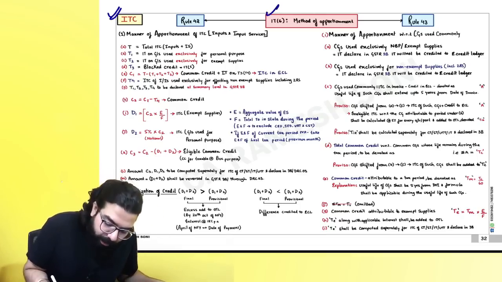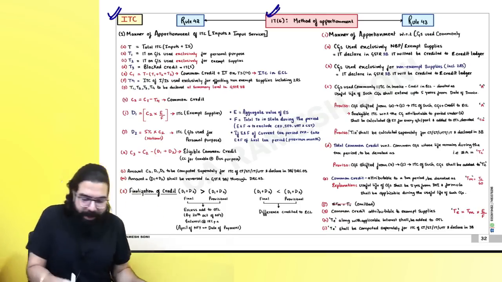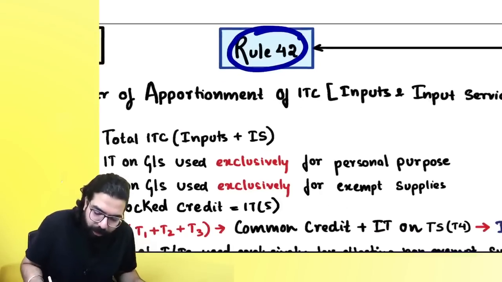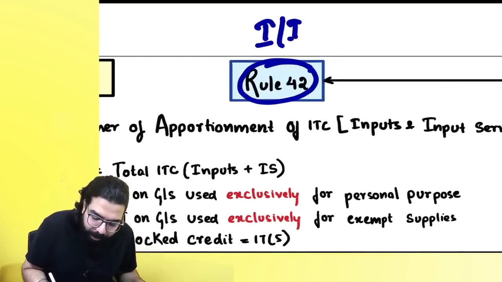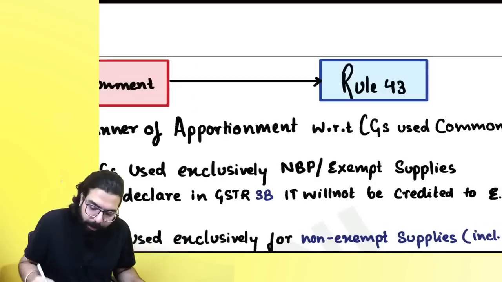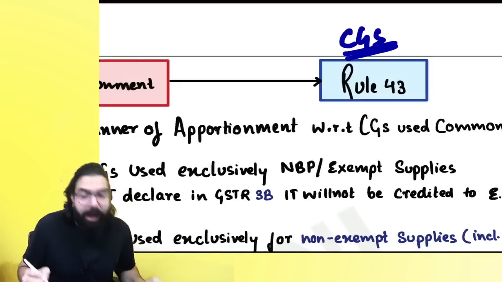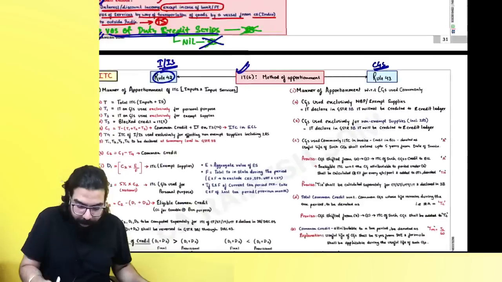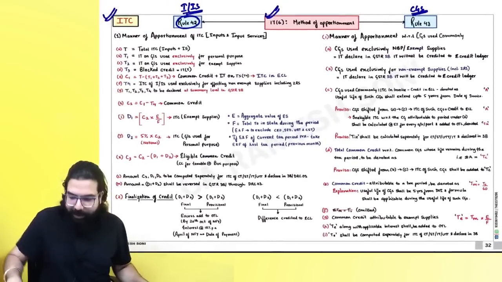When we talk about the method of apportionment, rule number 42 talks about the apportionment of input and input services. Rule number 43 talks about the apportionment of capital goods. Everyone over here, let's understand rule number 42.